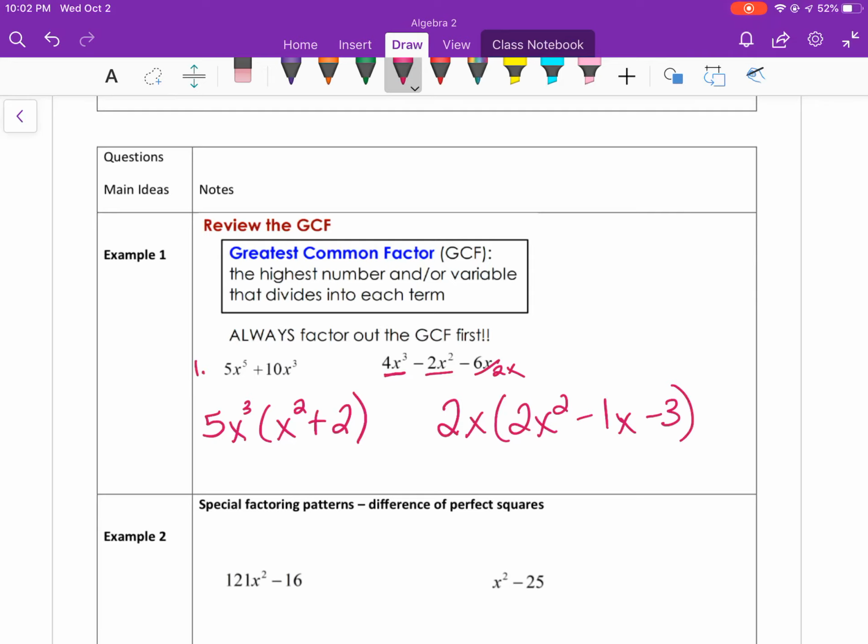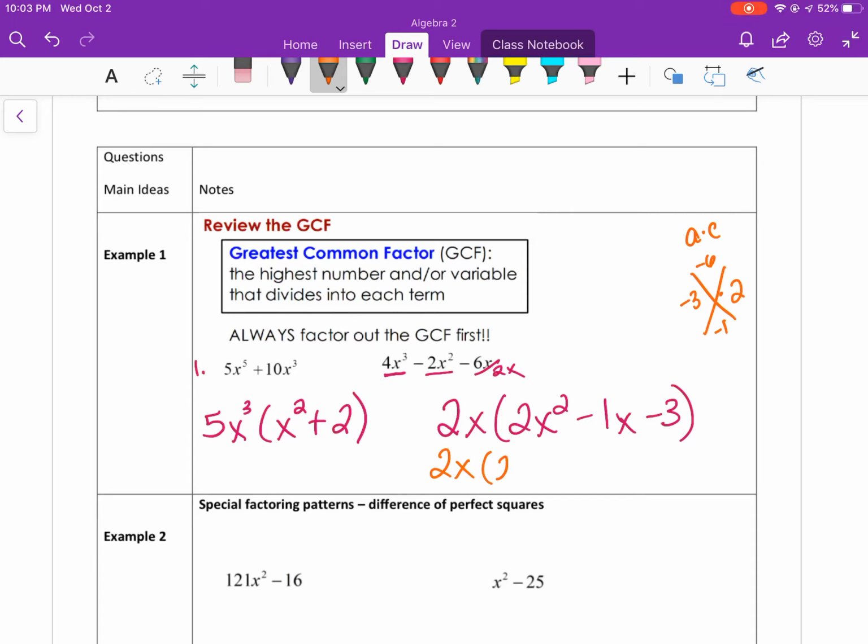And then we can check if this factors any further, since I have a quadratic trinomial there, by testing to see: does a times c, which would be negative 6, can I make factors of negative 6 that add up to negative 1? And I think I can with negative 3 times 2. Negative 3 times 2 is negative 6, and negative 3 plus 2 is negative 1.